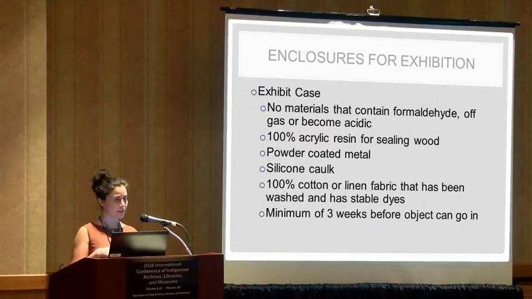Now, if you're going to be exhibiting things in a case as opposed to in a frame on a wall, you want to make sure that that case contains no formaldehyde and no materials that will off-gas or become acidic. Now, you can seal wood, provided you use 100% acrylic resin, and you can also use powder-coated metal, which is very stable. If you need to use any caulking, make sure it's a silicone caulk. And if you're using fabric to line the case, you want to use 100% cotton or linen fabric that has been washed and make sure that it has stable dyes, obviously.